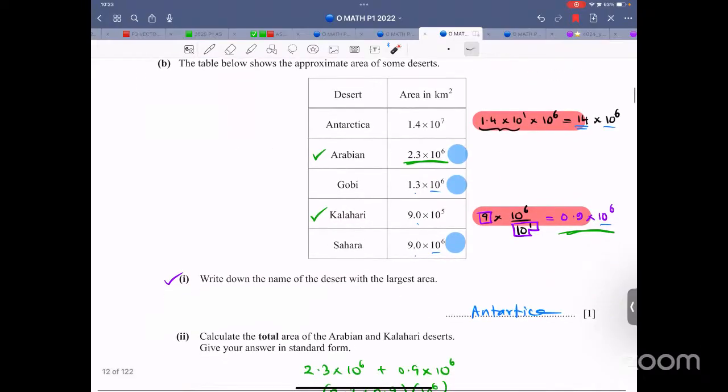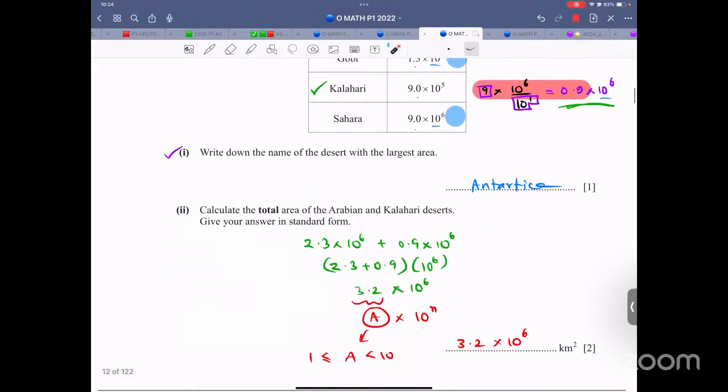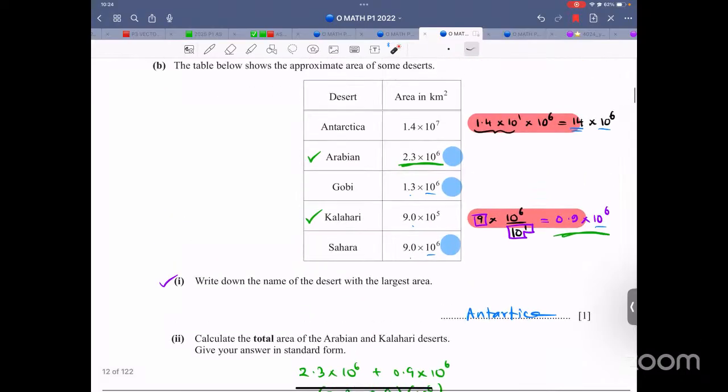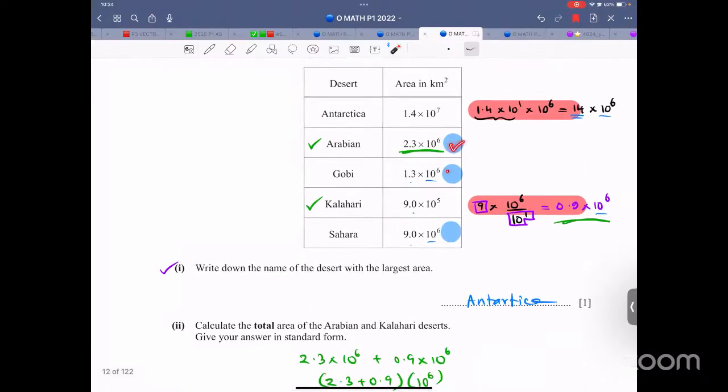The table below shows the approximate areas of some deserts. So this is desert area in kilometers square. Write down the name of the desert with the largest area. Calculate the total area of Arabian and Kalahari Desert. Give your answer in standard form. So now, first of all, this is power 6, this is power 6, this is power 6, Kalahari, power 5. So if I go 1 unit to the left, that is 0.9 into 10 power 6.